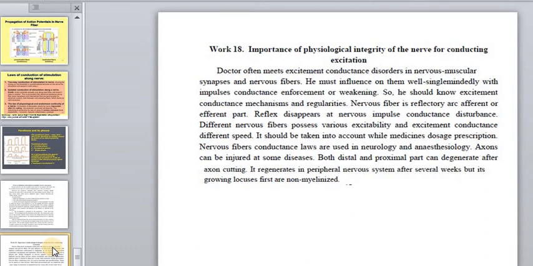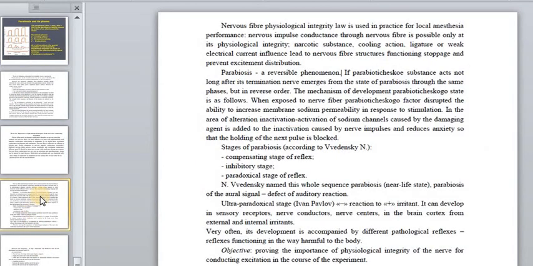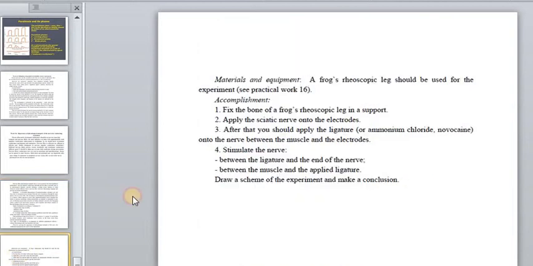And here you see a new work about the physiological integrity of the nerve for conducting excitation. It's just a description of this lab work. All the description you can find in our practical book. And here we see all states of parabiosis according to Vedensky, and even a description of how we continue this lab work.